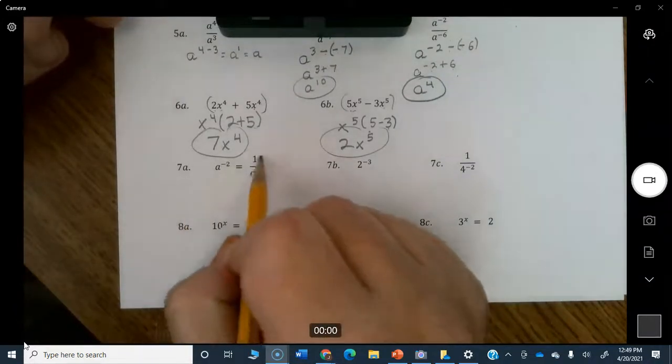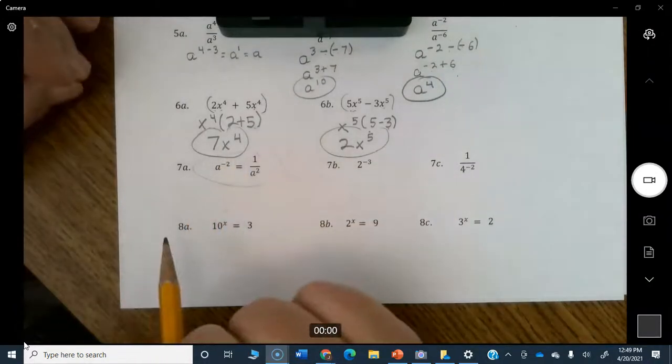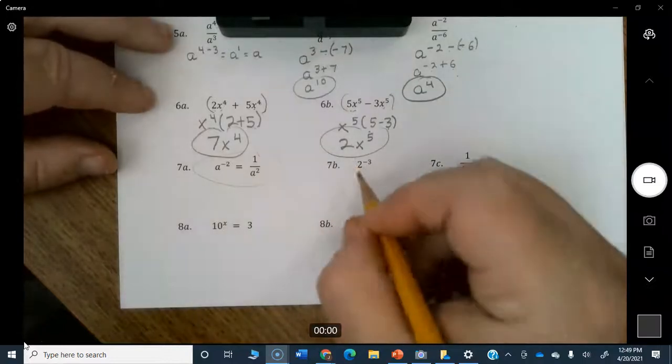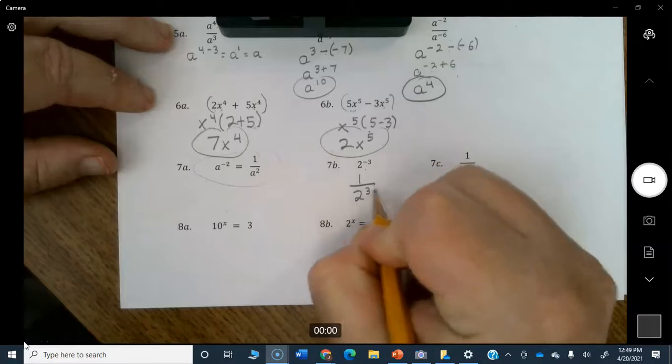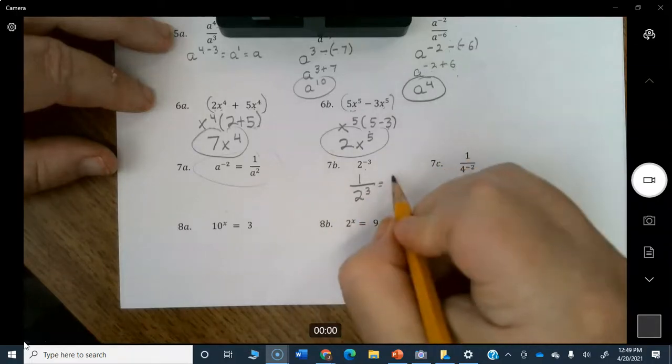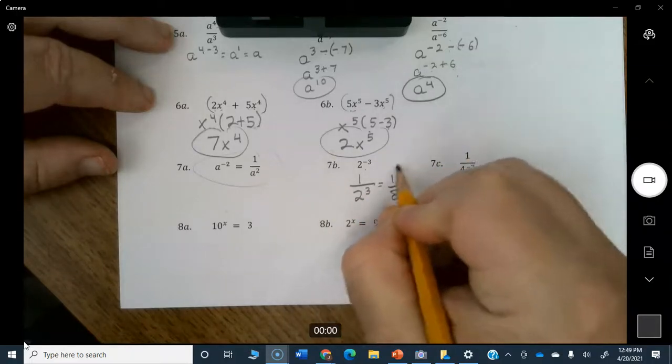All right, so this one I just wrote it. It's just an example there. You're good with that. Okay, so this is going to equal 1 over 2 to the positive 3, and 2 to the 3rd is 8, so it's going to equal 1 over 8.